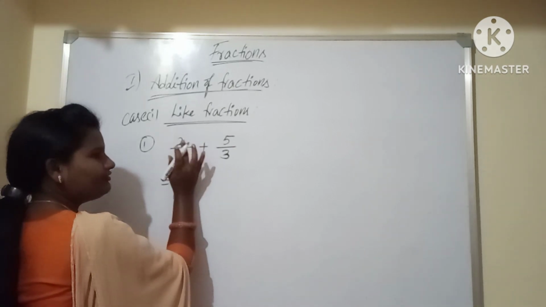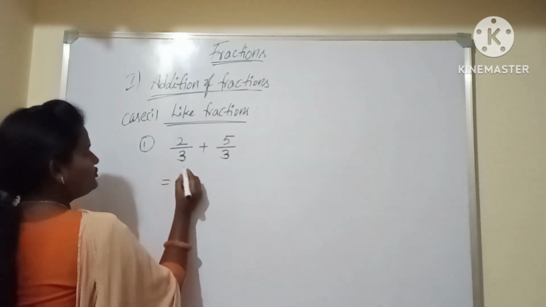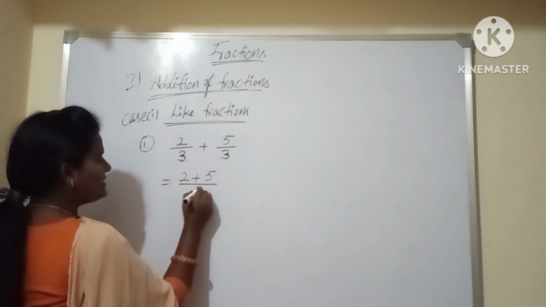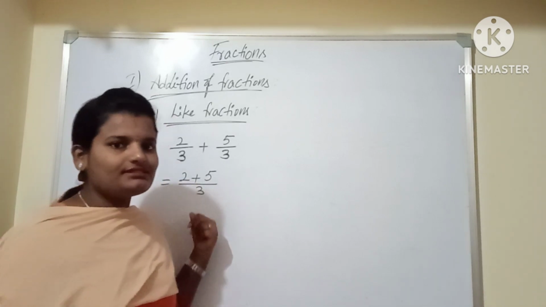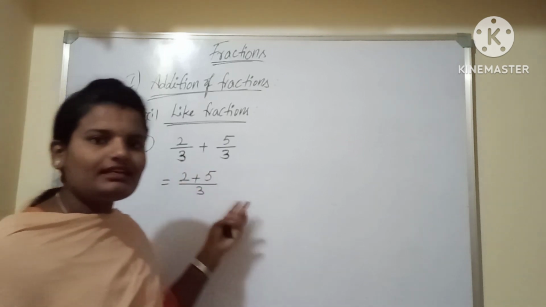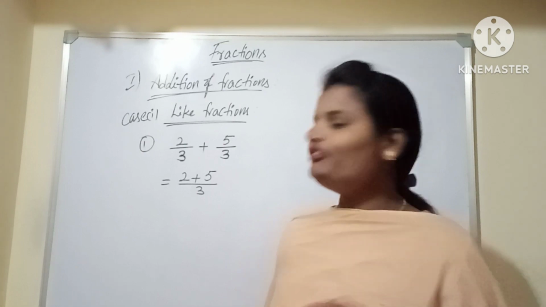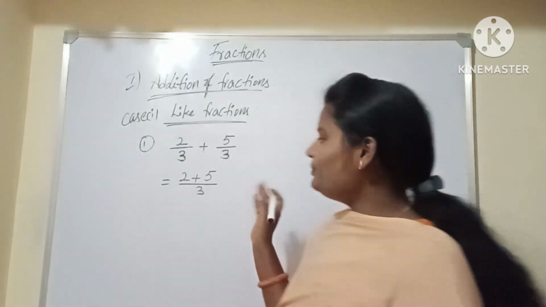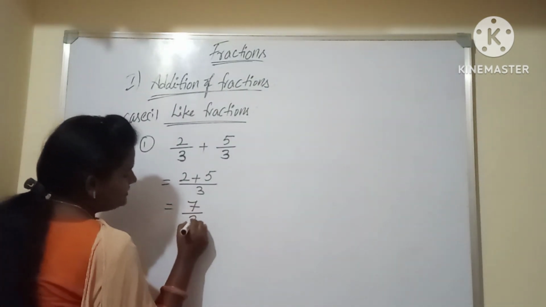What are the numerators here? The first fraction's numerator is 2. The second fraction's numerator is 5. So 2 plus 5, divided by 3, we take the denominator as it is. If the given fractions are like fractions, then we can add directly. Only the numerators we have to add. 2 plus 5 is how much? 7. Our answer is 7 by 3.